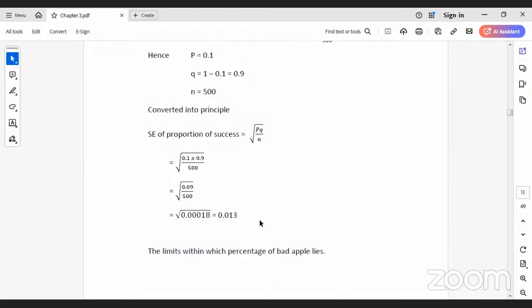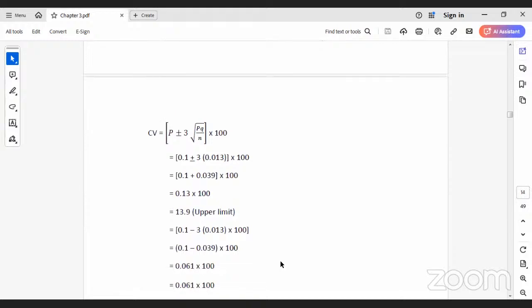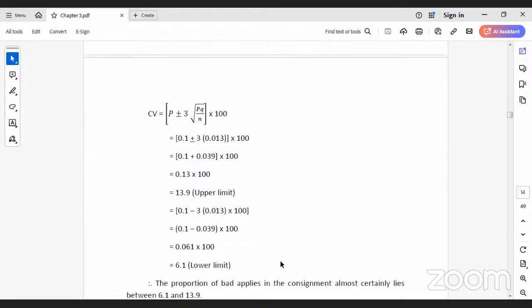So after getting this answer, we find the limits within which the percentage of bad apples lies. So limits is where actually the bad apples are. So here this is a formula. Calculated value is equal to P plus or minus 3. Plus or minus means first we have to do with the plus sign and second with the minus sign. P plus or minus 3 square root of PQ by N into 100.